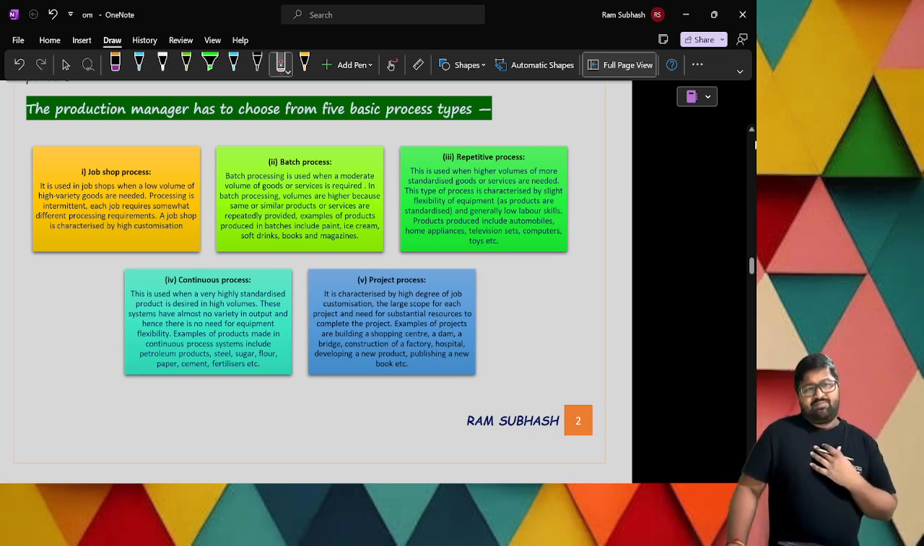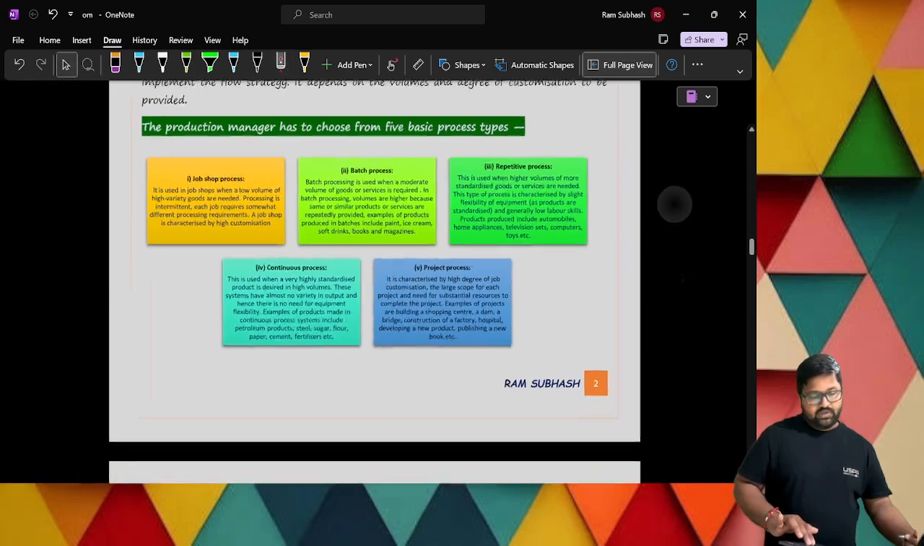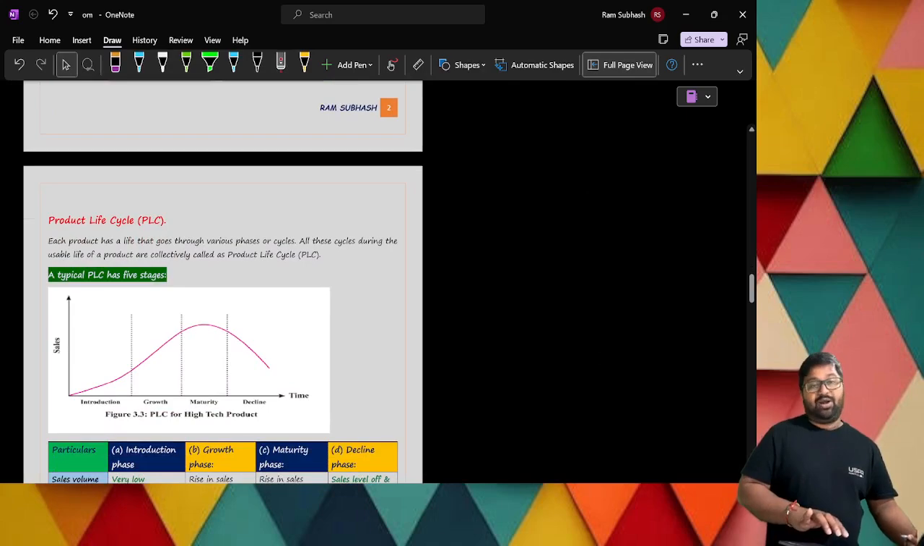So the production manager, based on his production, has to choose the process, whether he wants a job process, batch process, repetitive process, continuous process, or project process. Based on his requirements, the process will vary. This is also an important part. Now let us go with the product life cycle.